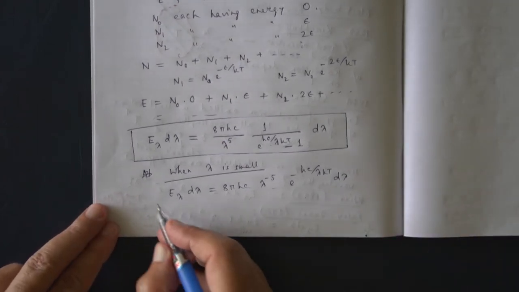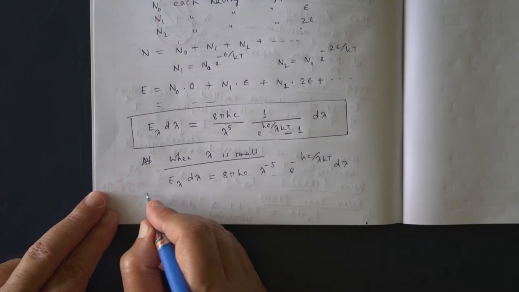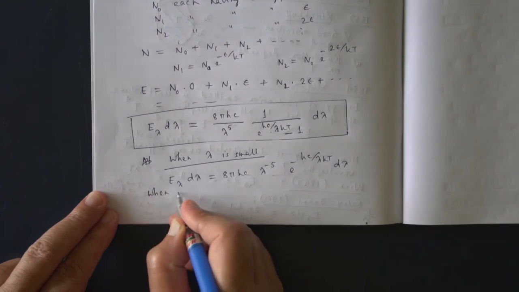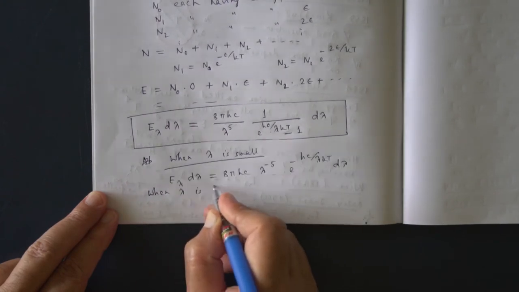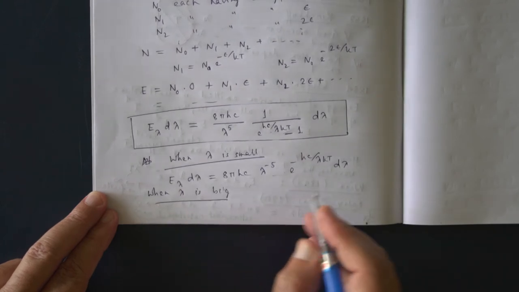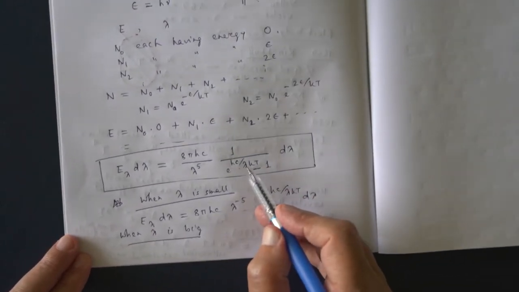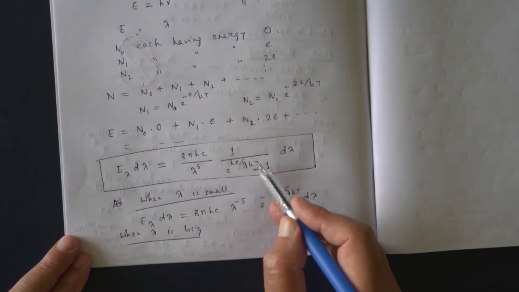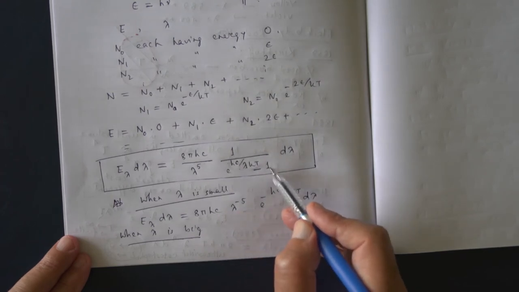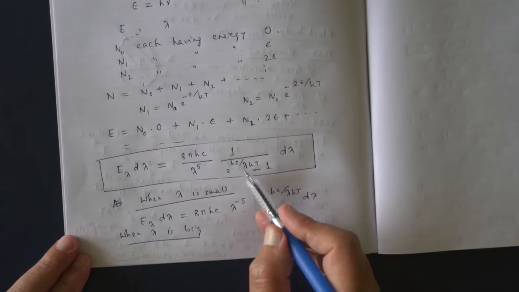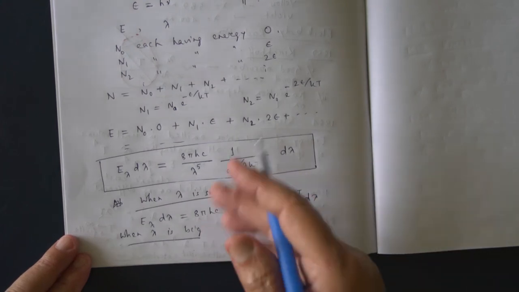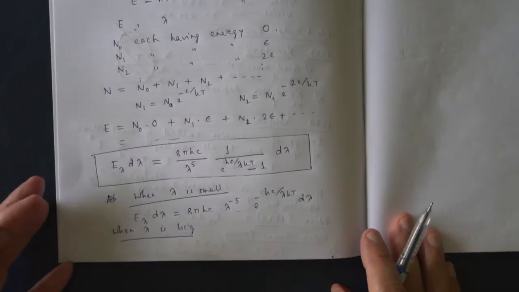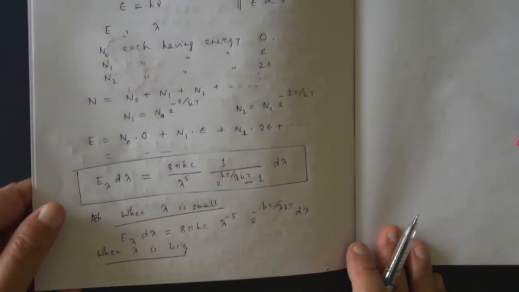Now, when lambda is big, this is smaller, then we cannot neglect one, so we have to expand it. And in this way, we can deduce Rayleigh-Jeans formula also. We have already done this, so I am not going to repeat that.